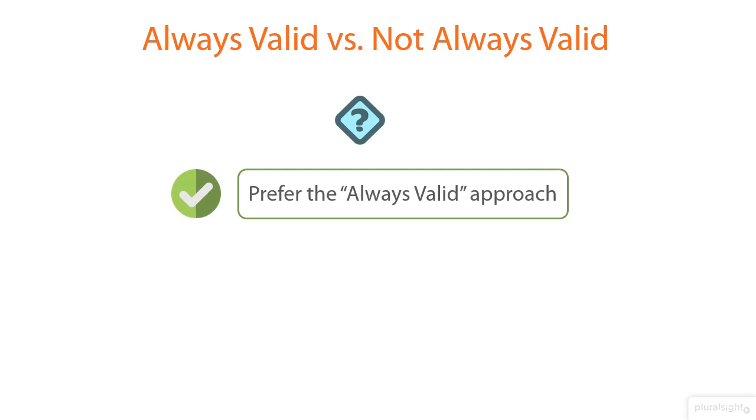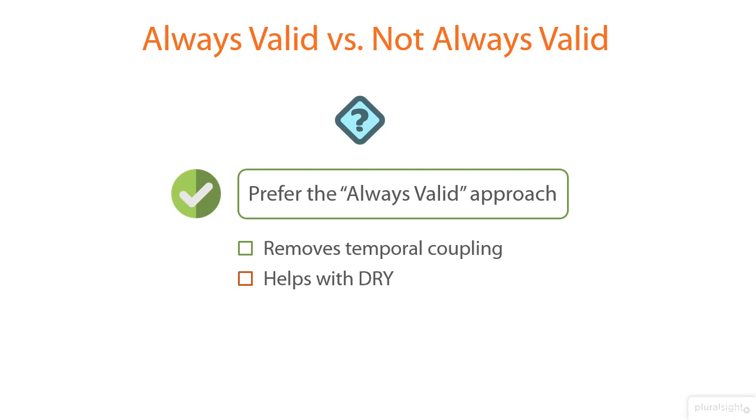There are two reasons for that. First of all, it removes temporal coupling. With the opposite technique, you must always remember to call the isValid method before persisting an entity to the database or before executing some business-critical operation. This often ends up being an error-prone way to build a domain model. Secondly, the always valid approach helps with the don't repeat yourself principle. In other words, it helps eliminate duplications which inevitably take place with the not always valid approach because of the necessity to validate domain entities multiple times during a single business operation.